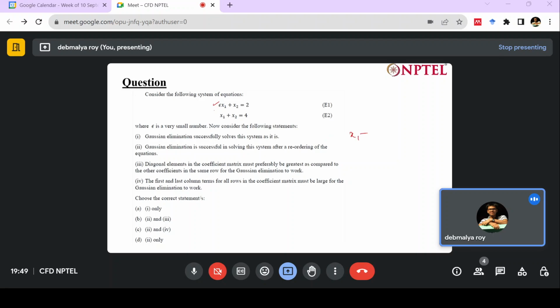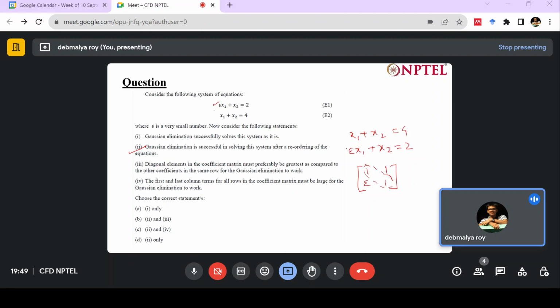in such a way, let's first write the first equation and then write the second equation. Now we have avoided the problem. In our coefficient matrix, this epsilon is now in an off diagonal term. So this is the diagonal, and epsilon is in an off diagonal. That's what we want to do. So Gaussian elimination is successful in solving this equation after reordering of the equations. So reordering is necessary. And what is the third?